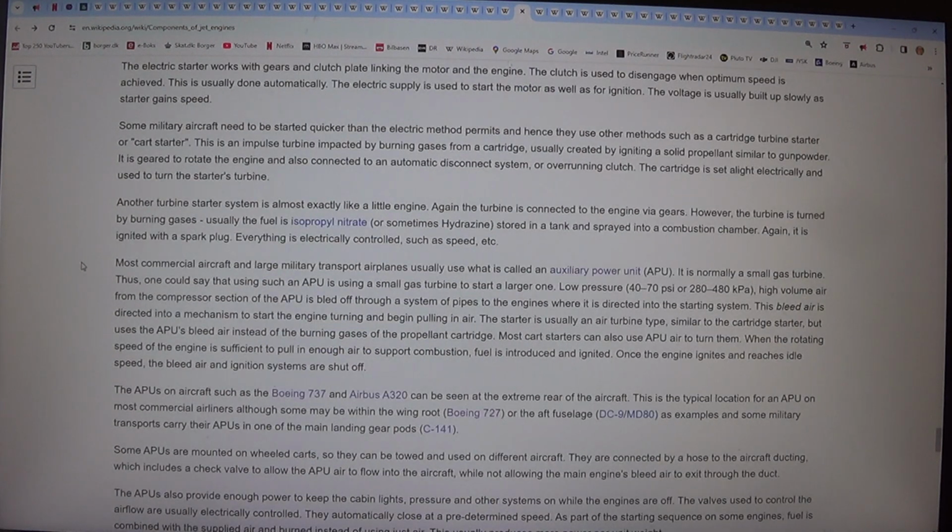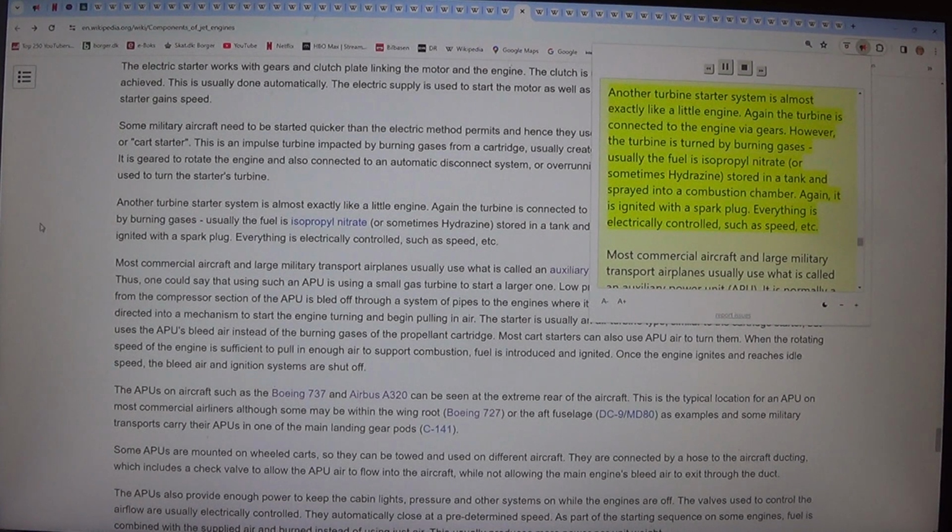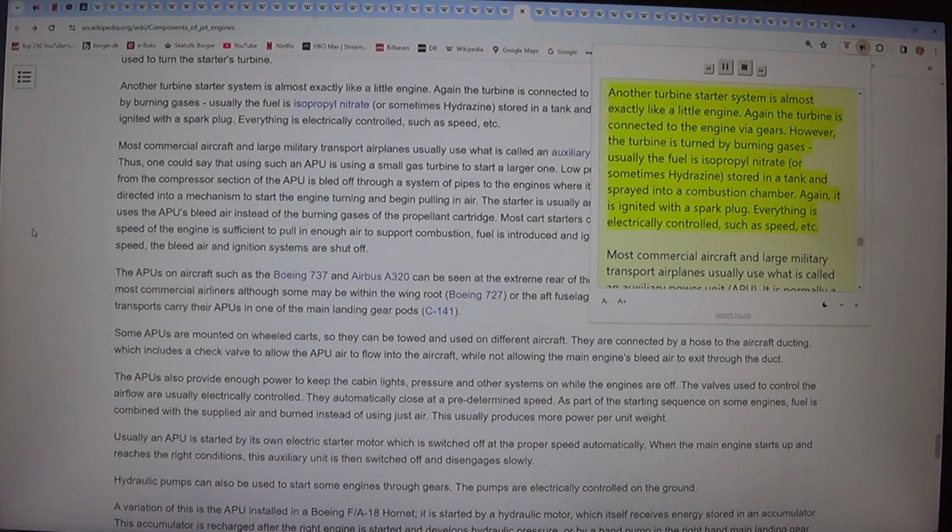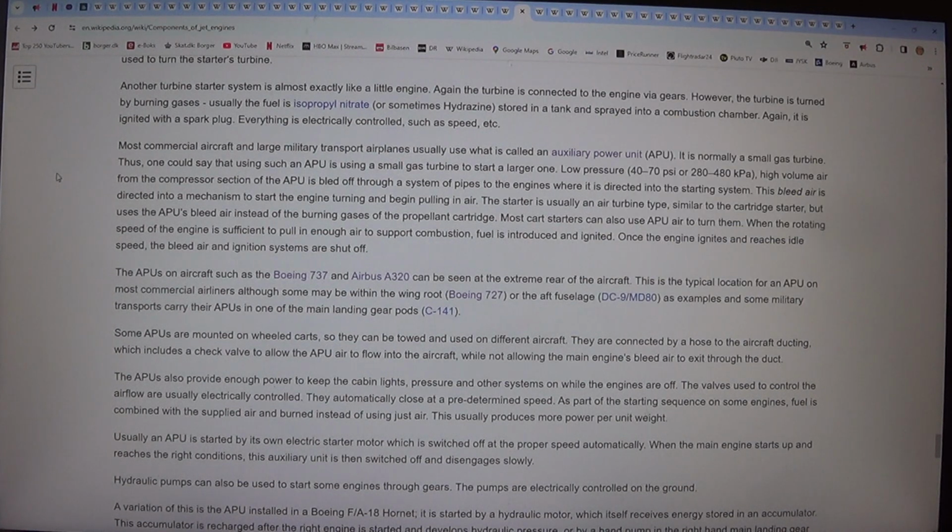Another turbine starter system is almost exactly like a little engine. Again, the turbine is connected to the engine via gears. However, the turbine is turned by burning gases. Usually the fuel is isopropyl nitrate, or sometimes hydrazine, stored in a tank and sprayed into a combustion chamber. Again, it is ignited with a spark plug. Everything is electrically controlled, such as speed, etc.